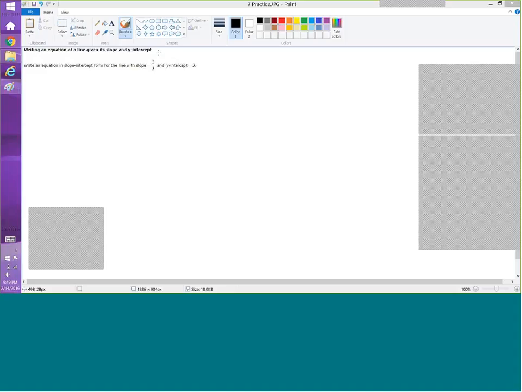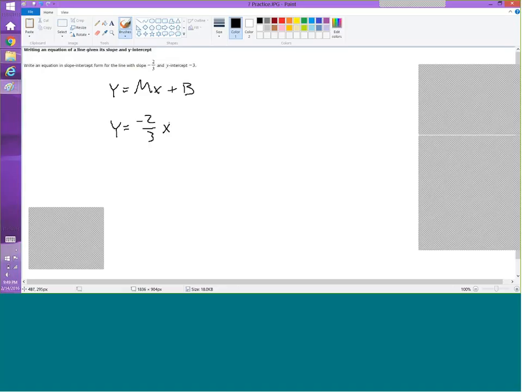All right, so we're going to use that same y equals mx plus b, where they give us our m, so y equals m is our slope, negative 2 over 3 times x. And our plus b is going to be plus negative 3, so we're just going to write that as a minus 3. And we're there. Any questions from anybody?